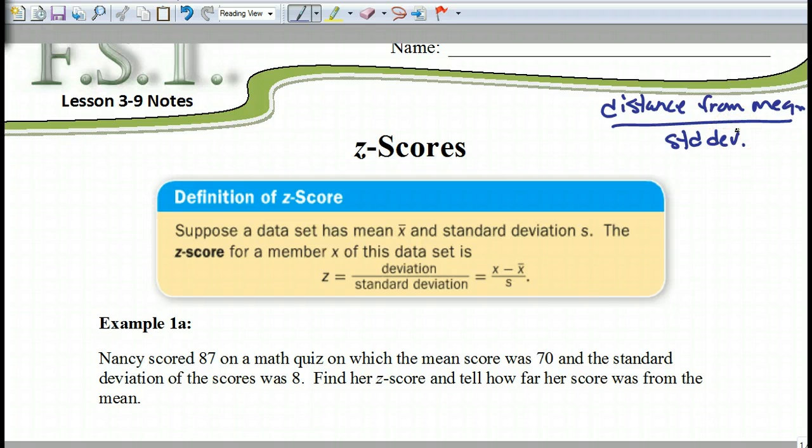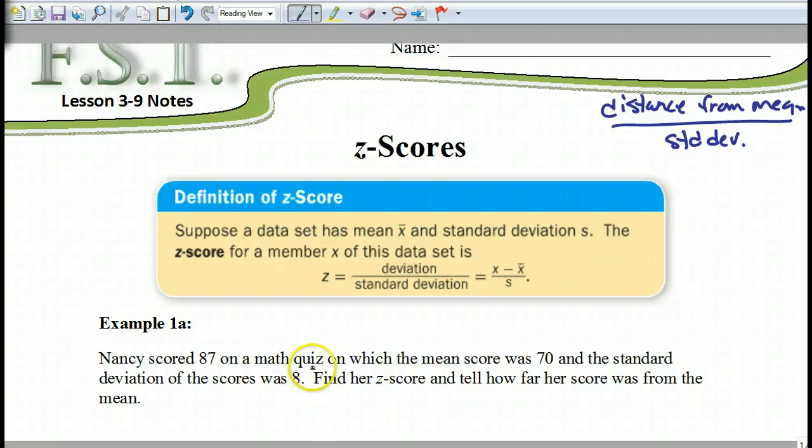Wait, the distance from what to the mean? Okay? So say you have the distance from a point, so some piece of data, to the mean. Okay? So for instance, like this problem right here.